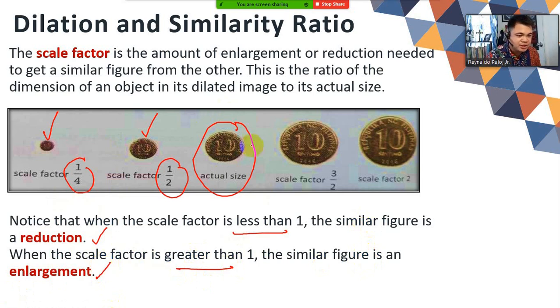Just like what you are seeing from the actual size, if we make it bigger with a scale factor of 3/2 or 1 and 1/2, this is the image. If you double it with a scale factor of 2, this will now be the version of the actual size of the object. Take note, dilation means reducing or enlarging the actual size of the original object with the use of the similarity ratio or the scale factor.